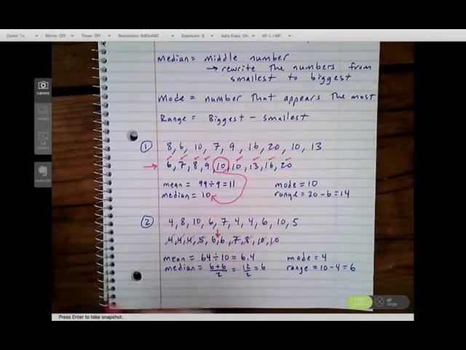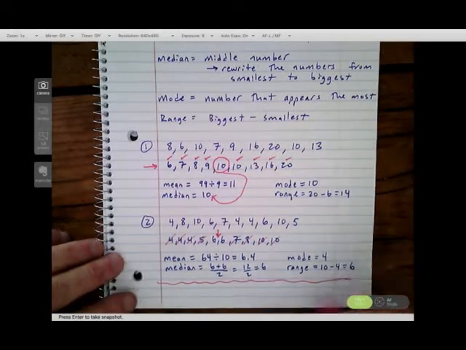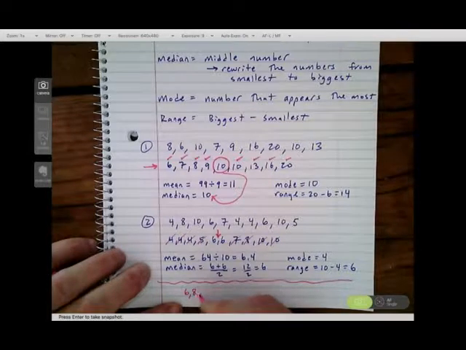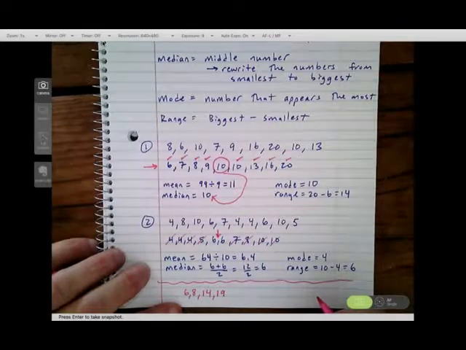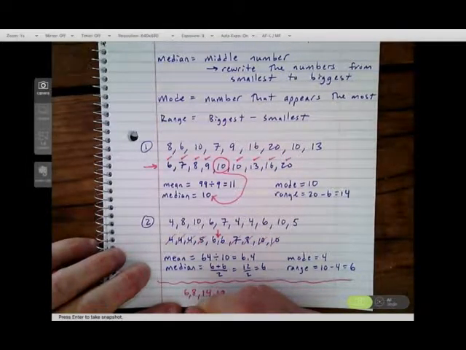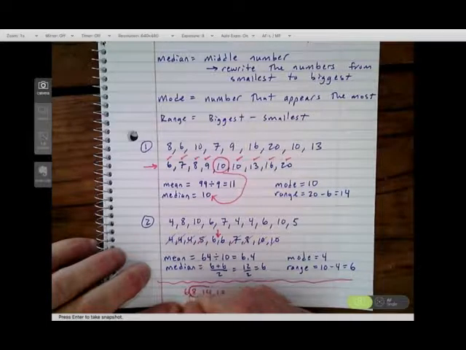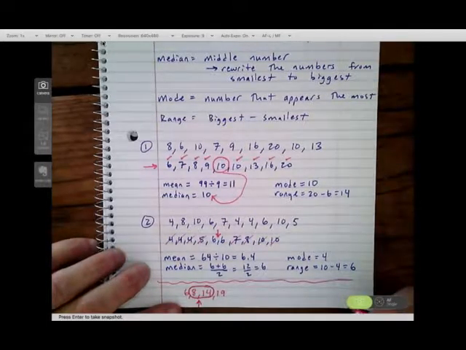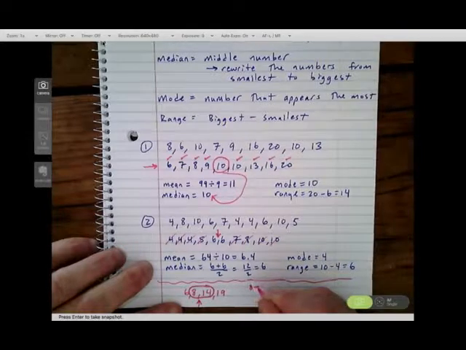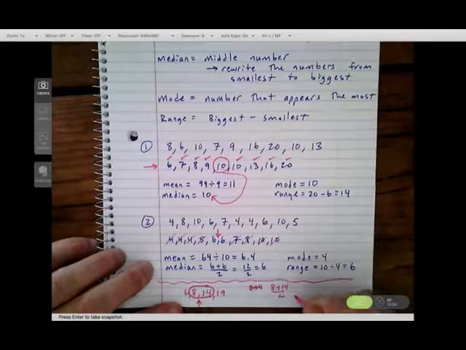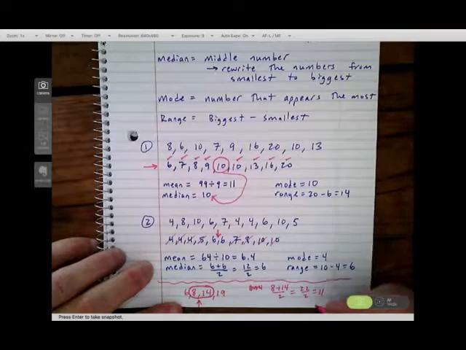Here's one more quick example of a median. Let's say I've got 6, 8, 14, and 19 as my numbers. The median is right here in the middle, in between 8 and 14. What number is halfway in between 8 and 14? Some of you might be able to figure that out. It's 11. But if not, you just take those two numbers around the middle, add them up, and divide by 2. So 8 plus 14 is 22, divided by 2 is 11. So that would be the median.